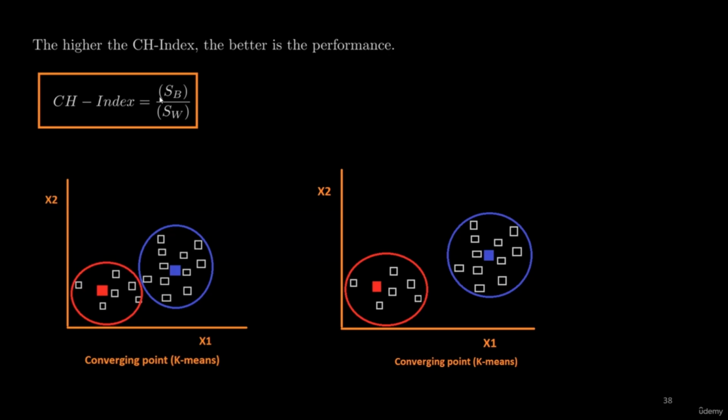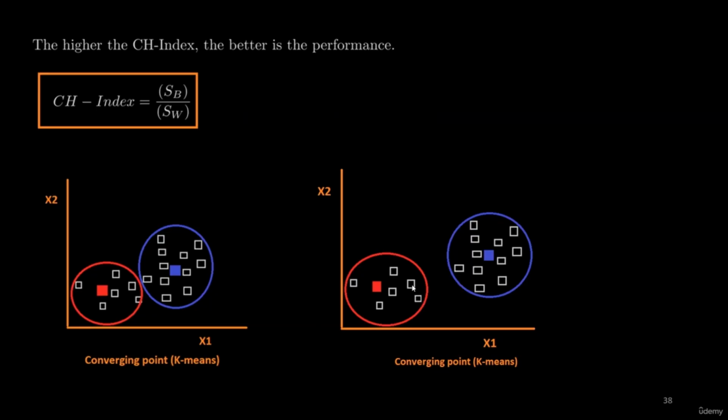So basically, SB is the between-cluster scattering or between-cluster dispersion. So we clearly see that here, this matrix will be high as compared to within cluster. So basically the demand of the CH index is that the value of SB should be higher than the value of SW. Here we can see that the distance between this point in the red cluster and this point in the blue cluster is very large. So the distance of this point with this point is very large as compared to the distance of this point with the other point within the cluster.